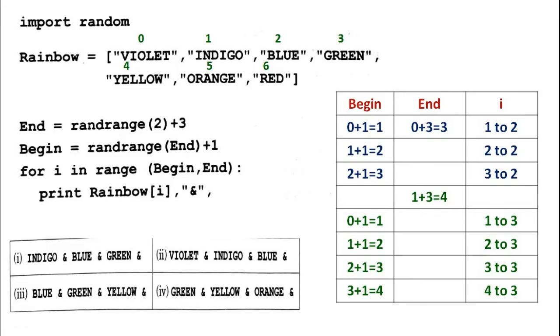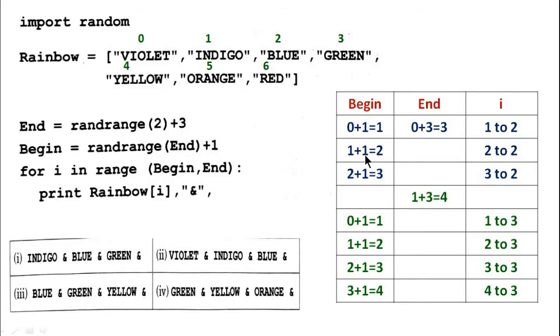Okay. Next we will find out the possible outputs. Import random, then a list rainbow having 7 values: violet, indigo, blue, green, yellow, orange, red. See, I have given the index values here. Then end equal to randrange of 2 plus 3. End will get the values 3 or 4. The next statement is begin equal to randrange of end plus 1. Then what are the possible values for begin?